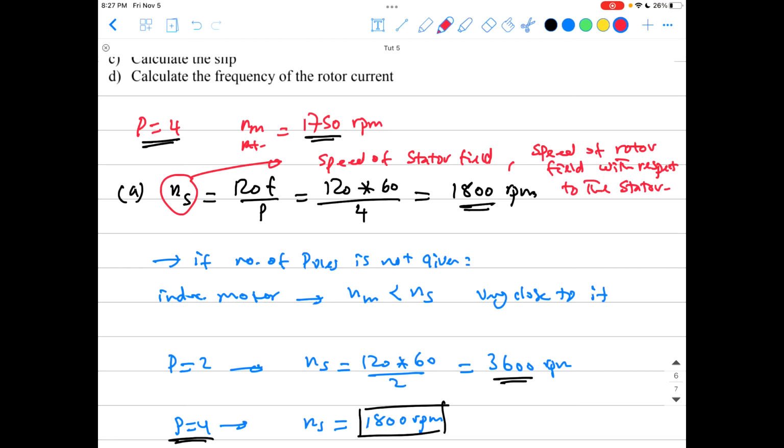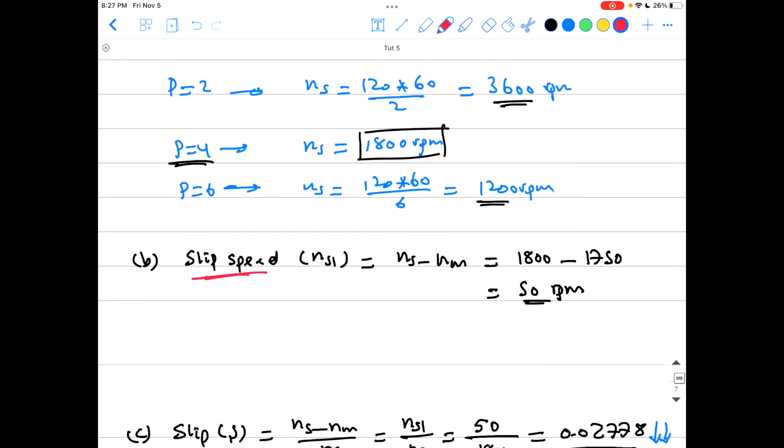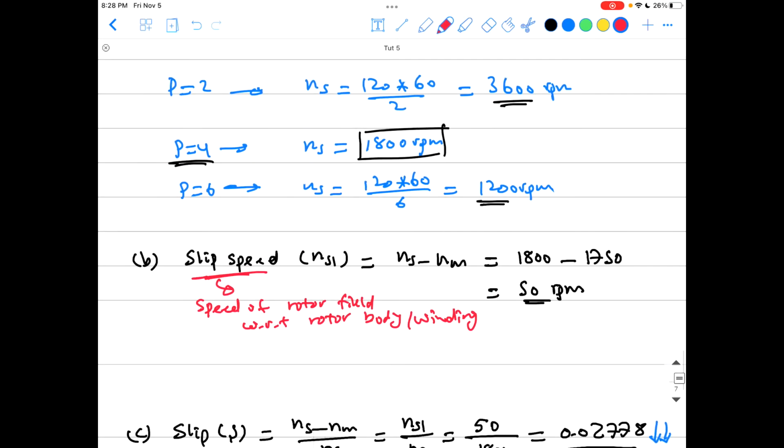So the synchronous speed is the speed of the fields. Like we said, the rotor field and the stator field both rotate at the same speed, which is the synchronous speed. But that's the speed of the rotor field with respect to the stator, because the speed of the rotor field with respect to the rotor body is different. Like we said before, that is the slip speed. So the slip speed is the speed of the rotor field with respect to the rotor body, or rotor winding, whatever you want to call it. He may not write it in the problem as find me the slip speed. Rather, he wants you to find the speed of the rotor field with respect to the rotor body, and you should note for yourself that it equals the slip speed, which is the difference between the synchronous speed and the mechanical speed. Okay, guys? Keep that in mind.